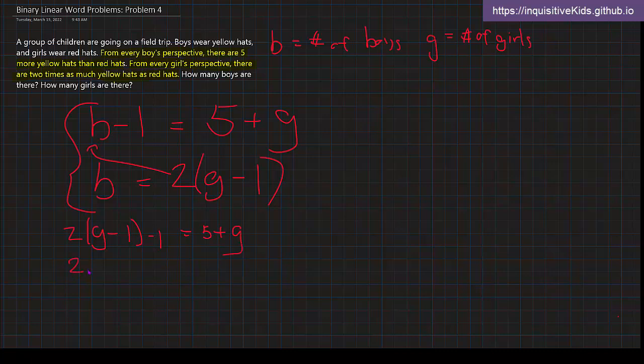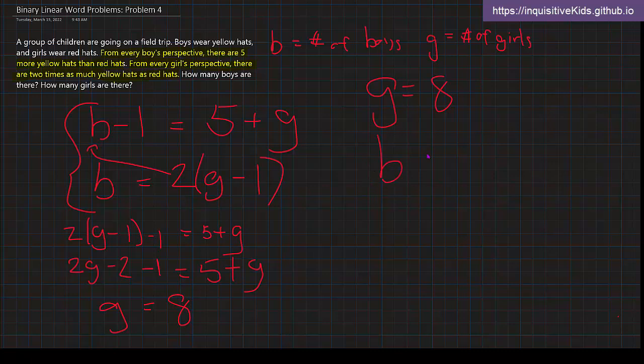All right, so 2G minus 2 minus 1 equals 5 plus G. So G is equal to 8. There are 8 girls, and we can substitute this value into any equation. So substitute into this equation: B minus 1 equals 8 plus 5, so B is 14. So there are 14 boys.